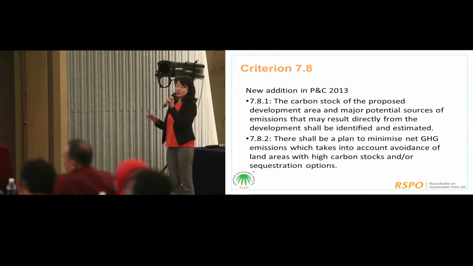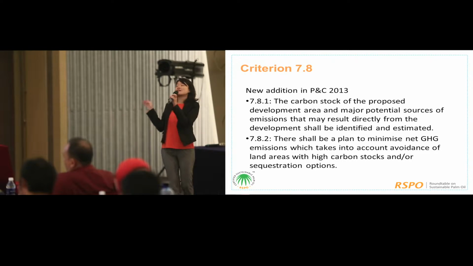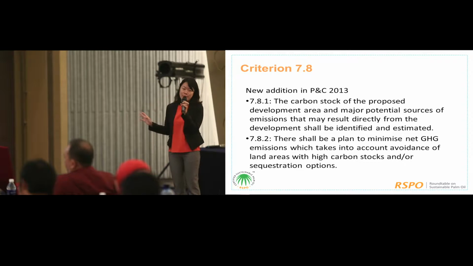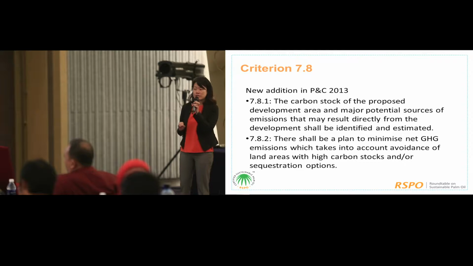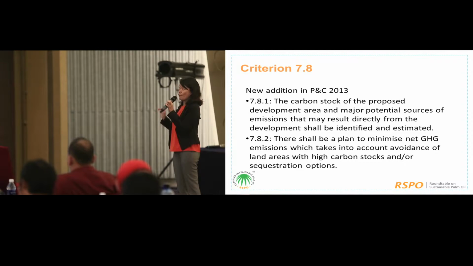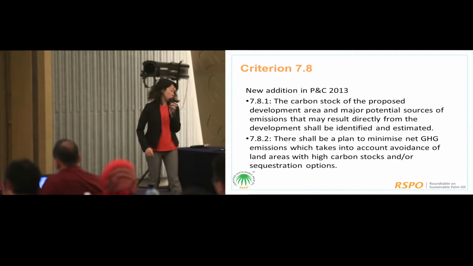Just to refresh, although all of you should already know this, there are two indicators in 7.8. The first indicator focuses on the identification and estimation of your carbon stock, as well as the potential greenhouse gas emissions. So that is in terms of the identification and your assessments. The second indicator is on the management plan. Once you know what your carbon stock is and what your potential greenhouse gas emission is, what is your plan to manage these emissions and to reduce and avoid? So these are the two main components of the criterion.